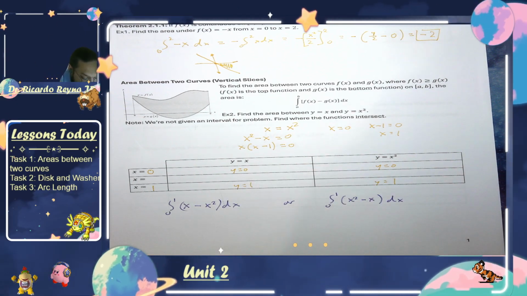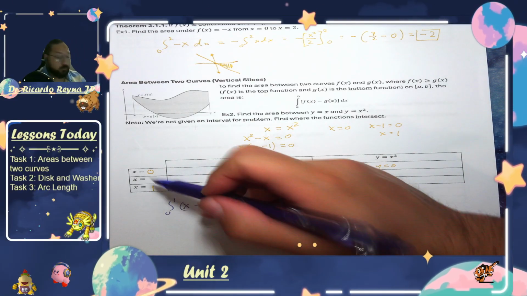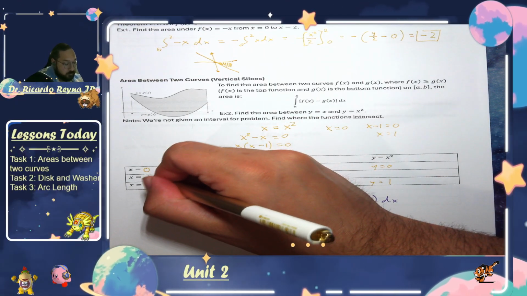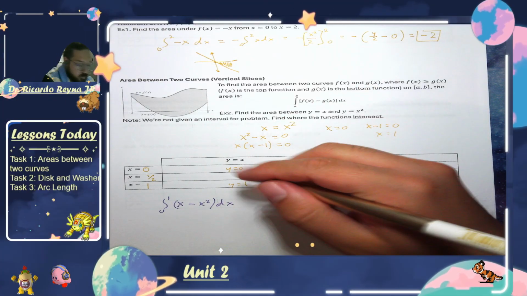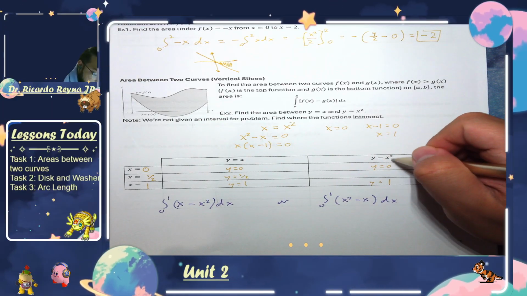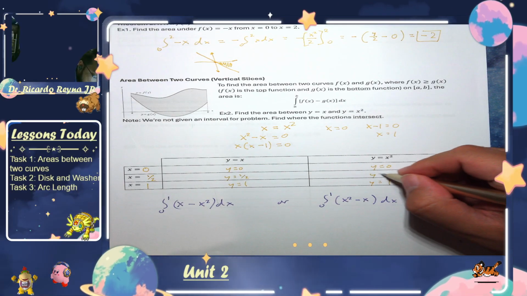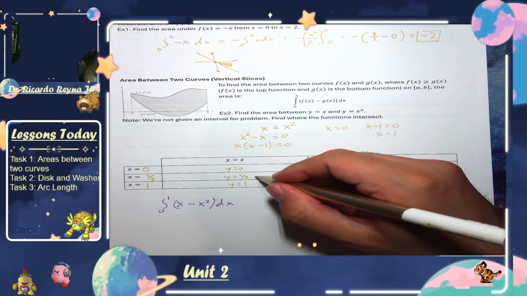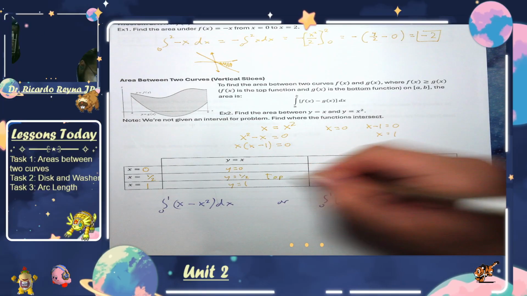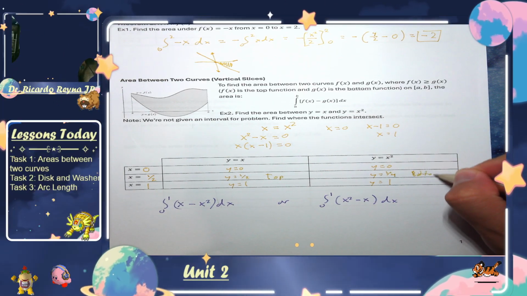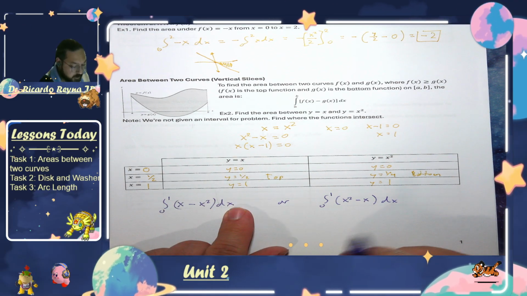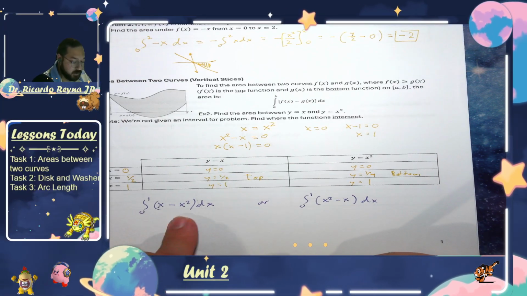So let's pick a number in the middle of these guys. I'm going to pick a simple number. I'm going to pick 1/2. When x is 1/2, y is 1/2. And then when x is 1/2, y is 1/4. So clearly this is bigger. So that means this will be on the top, and this will be on the bottom. So x is on the top. That means we're going to use this guy.